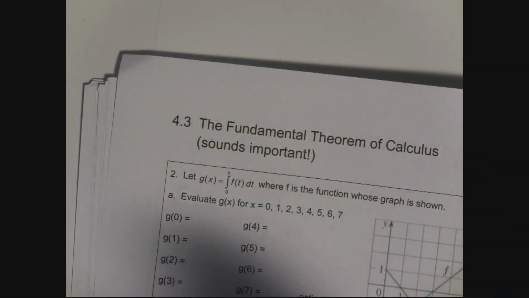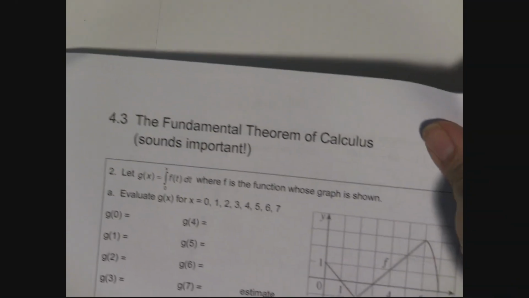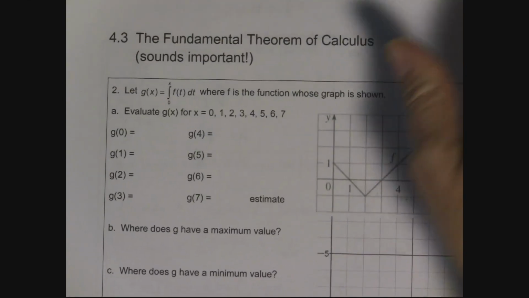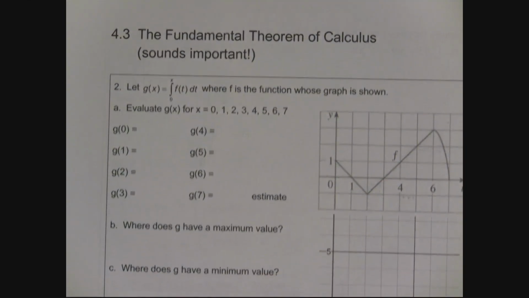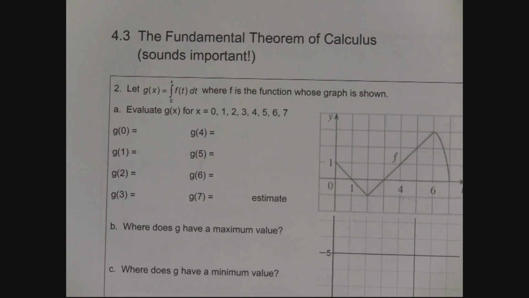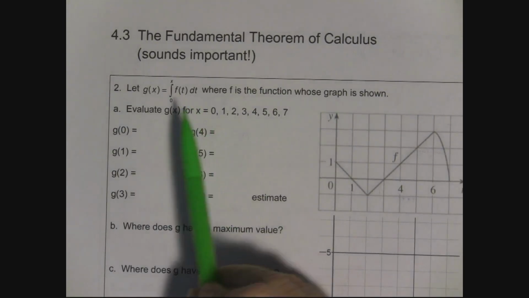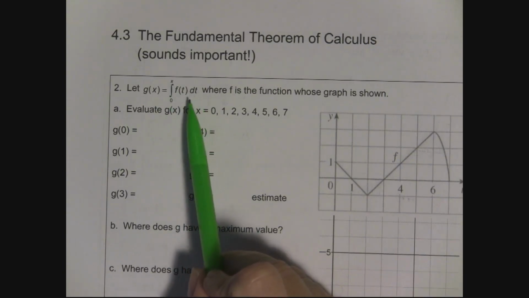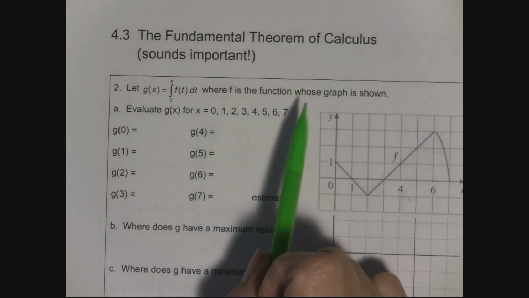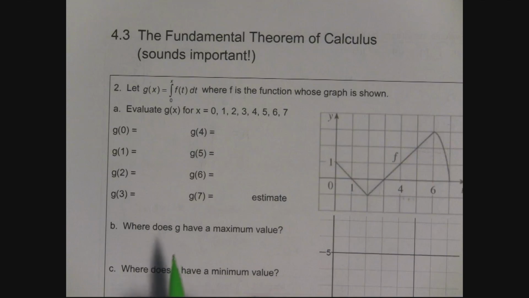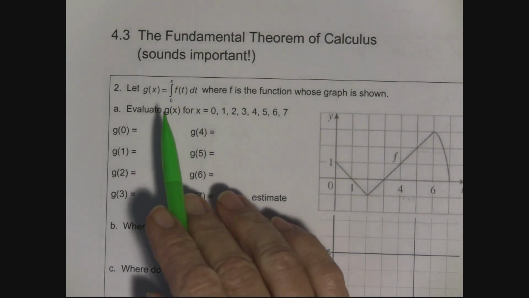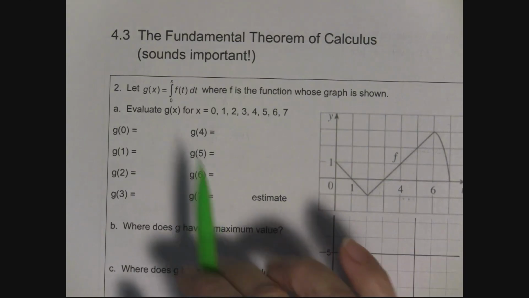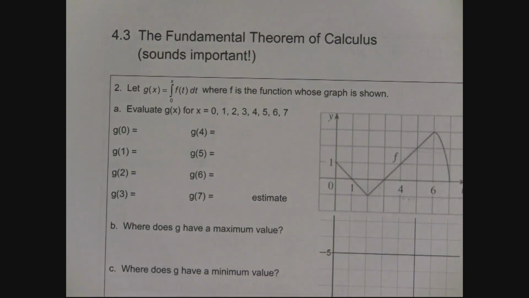So this is the paper review of 4.3. And maybe on this one, I need to back out a time. Maybe I'll back out after we find some of these values. So they're saying to let g of x equal the integral from 0 to x of f of t dt, where f is the function whose graph is shown below. And they're asking us to evaluate g of x for these values right here. This is problem 2 in your textbook on 4.3.